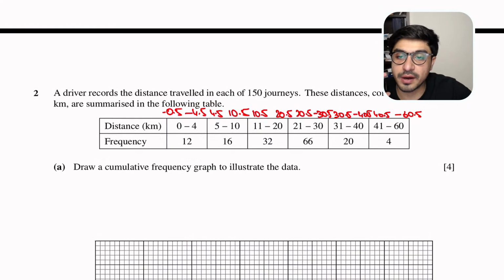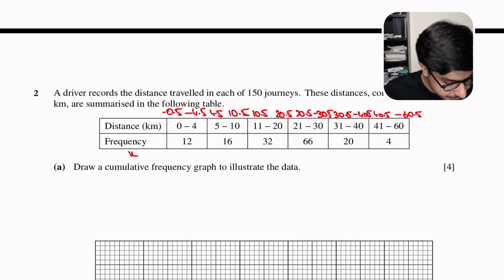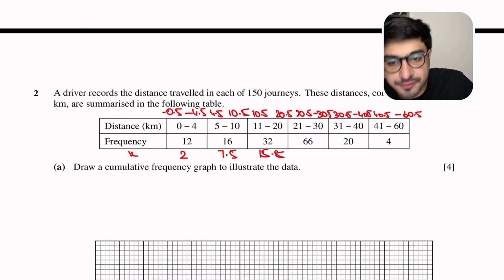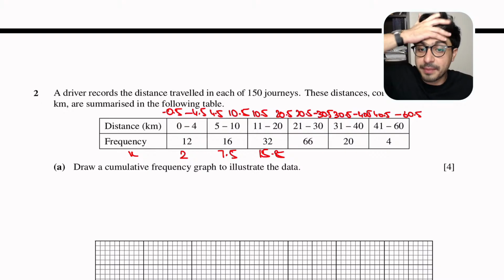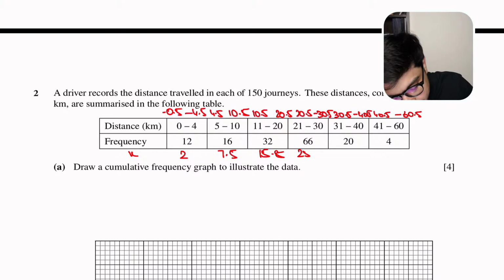Now we need to figure out the x values, that means the middle values. To figure out the middle values, we're just going to add them and figure it out. So it's going to be negative 0.5 plus 4.5 divided by 2, and the answer is going to be 2. So it's going to be 2 over here, 7.5 over here, then 15.5 over here, basically the upper bound plus lower bound divided by 2, right? Then 51 upon 2 is going to be 25.5 here.